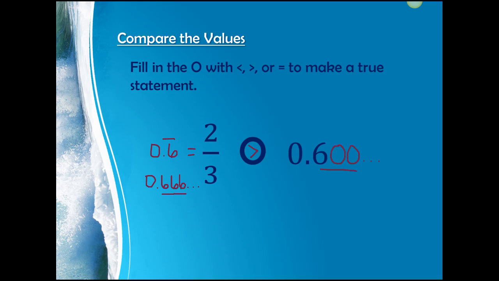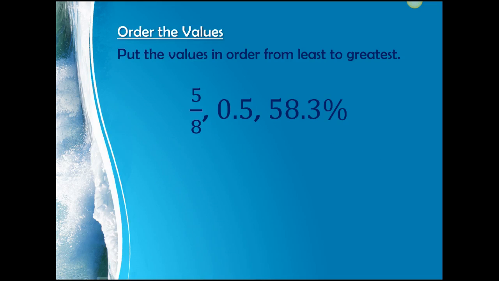There's really no reason to convert these values to percents. Doing so is probably the most complicated way to solve the problem. Here we're going to put the values in order from least to greatest. Just like when we were comparing, there's really not one right or wrong way to do these problems. The important thing is that you put all three of them into a common format. If I was doing this problem, I would probably use decimals.